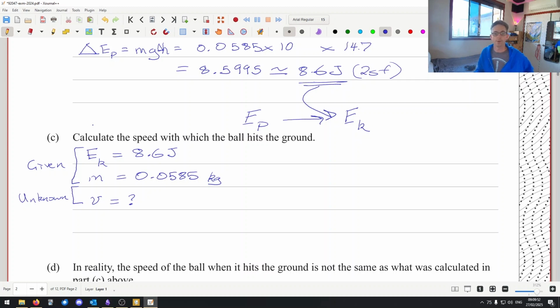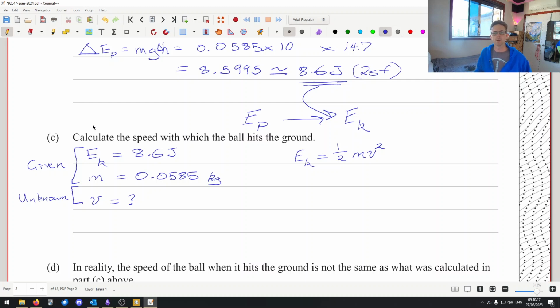We've got our unknown. And so the equation that you'll find in your list of equations is EK equals, or the kinetic energy equals half mass times velocity squared. Do not forget that squared portion. Now what you can do is you can start chucking numbers in and then rearrange things later on, but I'm going to rearrange it straight up just now.